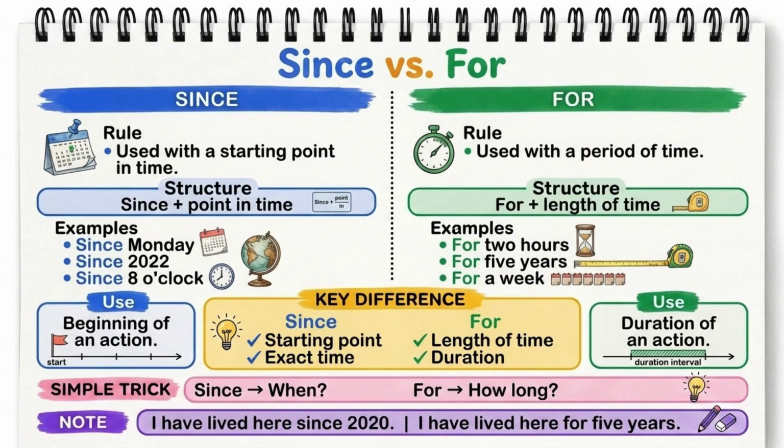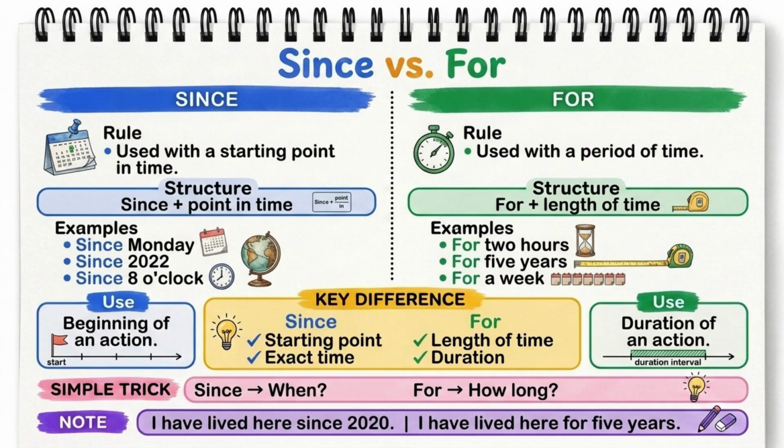Here is an easy trick to remember. Ask yourself one question. If you're asking, when did it start? Use since. If you're asking, how long? Use for. Let's practice. Which sentence is correct?